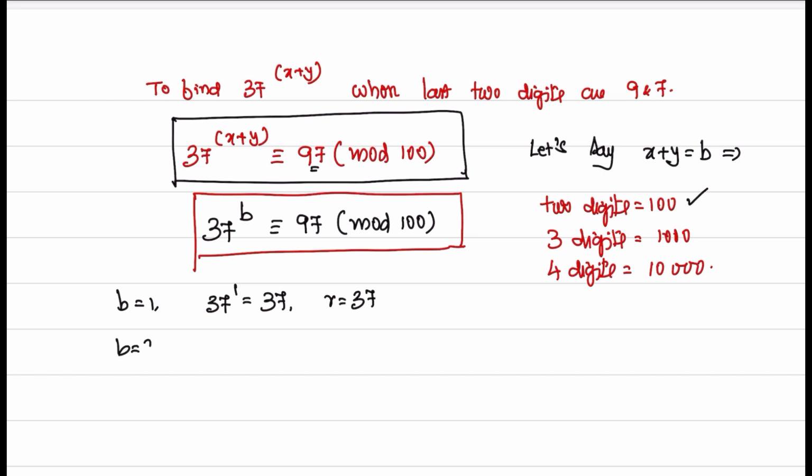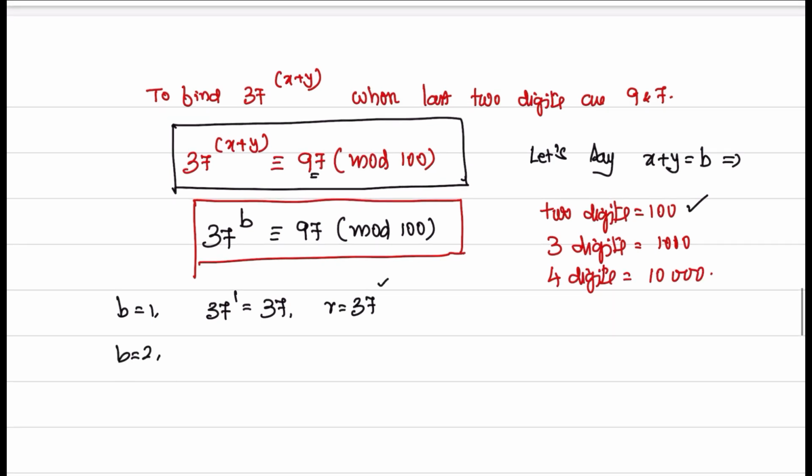When b is equal to 2, this value is multiplied by 37. Because we are considering only two digits, it may have more digits, but afterwards we are considering only the last two digits. This implies the remainder is equal to 69. What is the remainder we have to get? The remainder we have to get is 97, when I divide by 100.